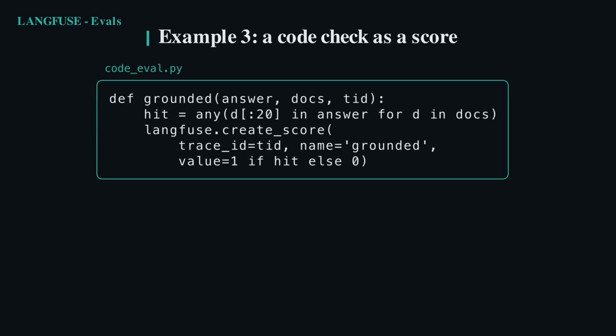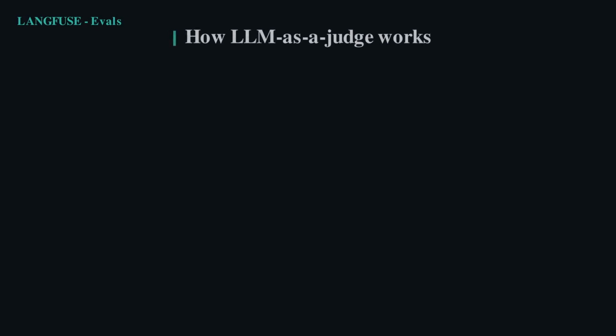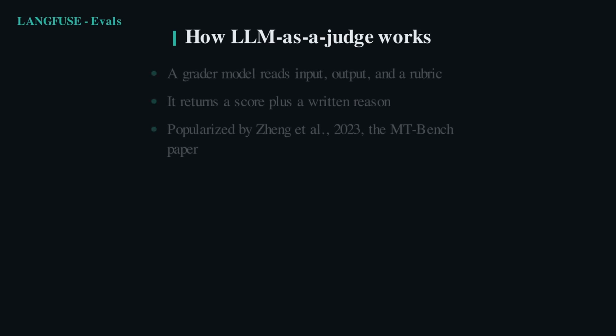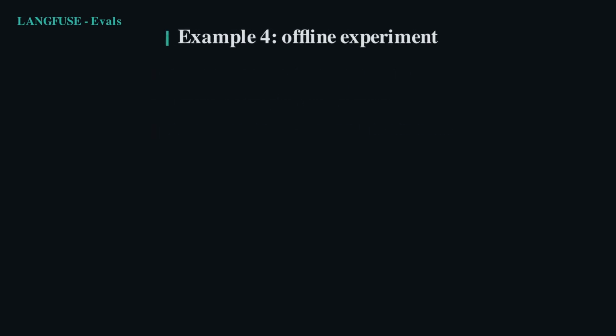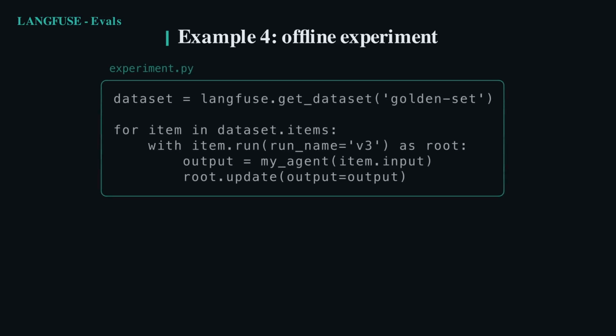Cheap, fast, and objective. The workhorse for open-ended quality is LLM as a judge. A second model grades your output against a rubric. The idea was popularized by Zheng and colleagues in 2023, and Langfuse runs it as a managed evaluator you configure in the UI. Before you ship, run against a curated dataset. Each item becomes a traced run, judges score everyone, and you compare versions on the exact same fixed test set.